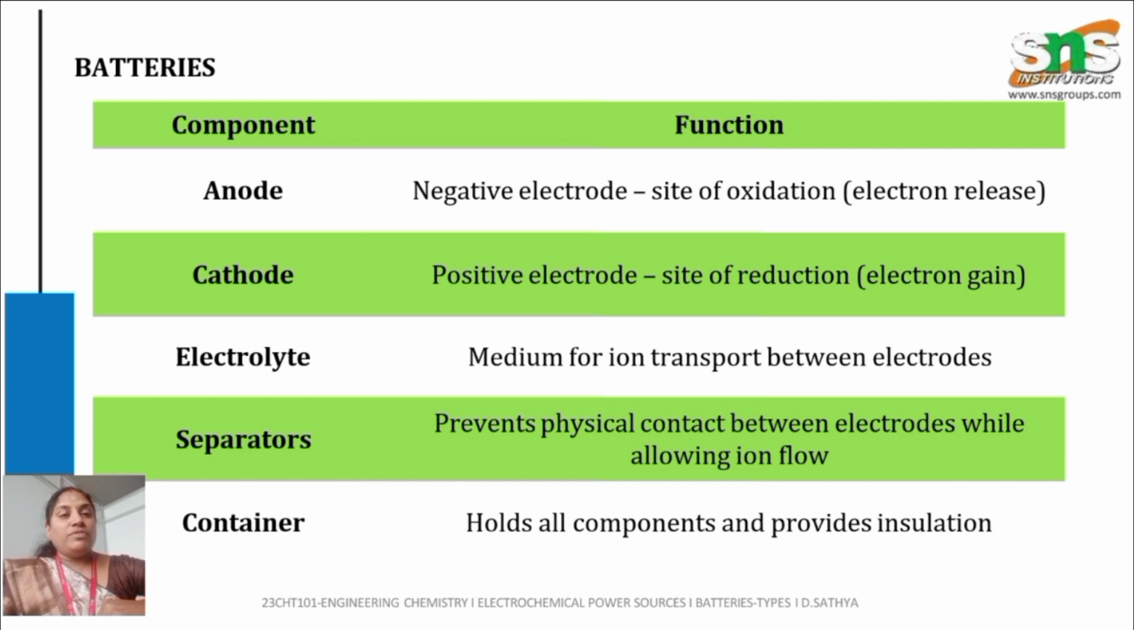The electrolytic solution is the medium for ion transport, that is, the ions move from anode to cathode through it. It is a medium for ion transport between the electrodes. We also use separators and containers. The separator prevents physical contact between the electrodes while allowing ion flow, and the container holds all the components and provides insulation. So these are the main components of batteries.